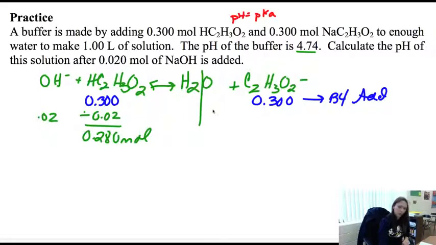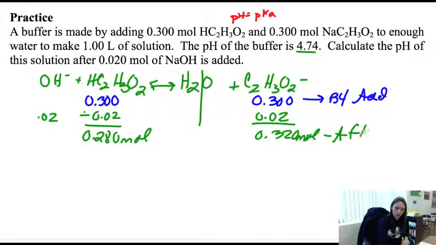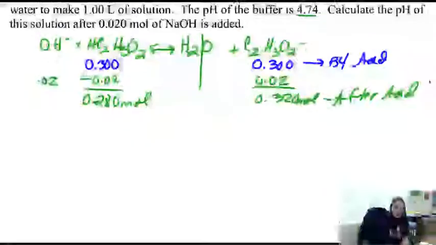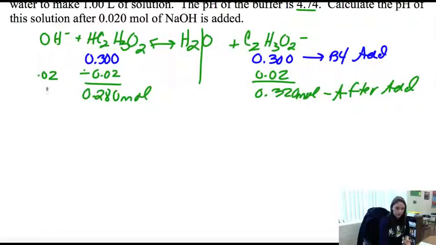The water I don't care about because it's a liquid. I'm going to then shift to have 0.02 moles of the base being made since it's 1-to-1 again. So here I'm adding, so I've got 0.32 moles. So this is after you add. I don't have any OH minus left, which would make sense because you're neutralizing all of it. So I have none of that left. I don't care about my water, and this is how much acid I have left and how much base I have left. So the pH is what I'm looking for.